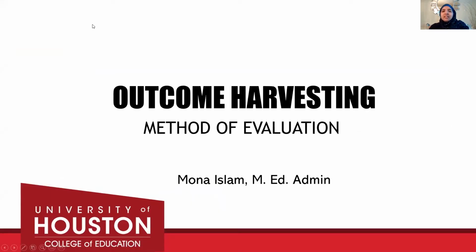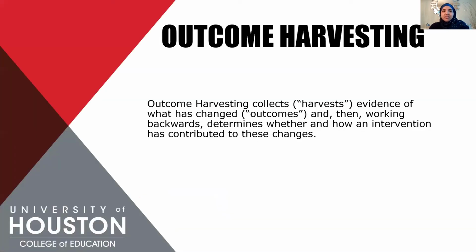So outcome harvesting is a method of evaluation. It is where you collect or harvest evidence of what has changed, or the outcomes, and then, working backwards, determine whether and how an intervention has contributed to these changes. So the key word is working backwards.